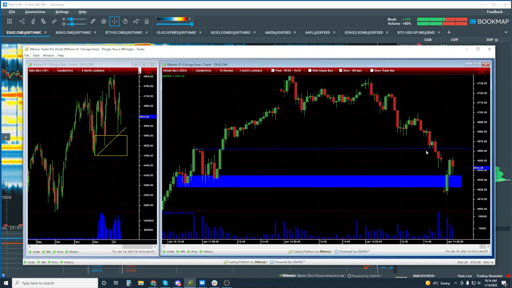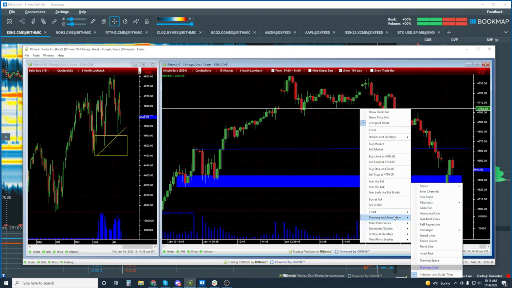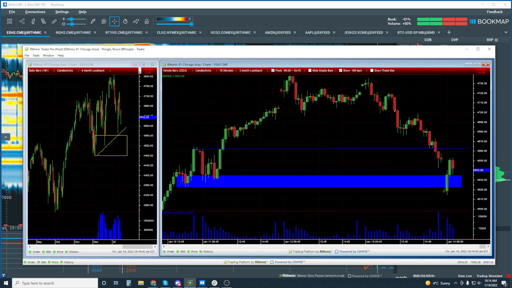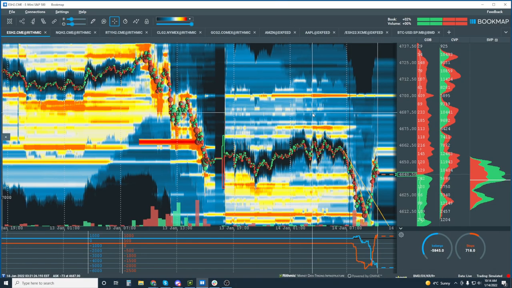So we're looking at kind of a range here. Could also draw another trend line over here, just to keep in mind other market structure. Yeah, something like that. All right, so we're just looking at some of these areas on the higher time frame and not really seeing much today. All right, so let's jump into Bookmap and see what's going on.